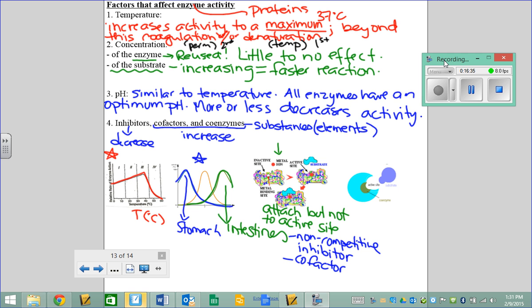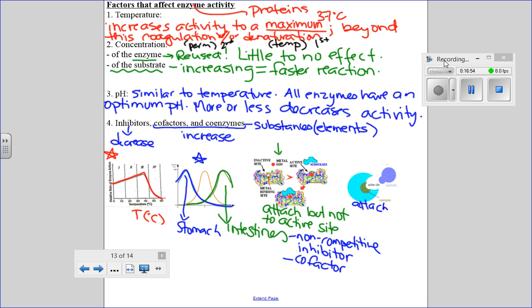So a molecule could attach to an enzyme, not at the active site. If it helps the enzyme, we'd call it a cofactor. If it doesn't help the enzyme, if it slows its activity, we would call it a non-competitive inhibitor. The other thing that's possible is that this molecule attaches to the active site. So not somewhere else, but actually to the spot where molecules are supposed to be fitting into this enzyme. This is where we would have a competitive inhibitor.